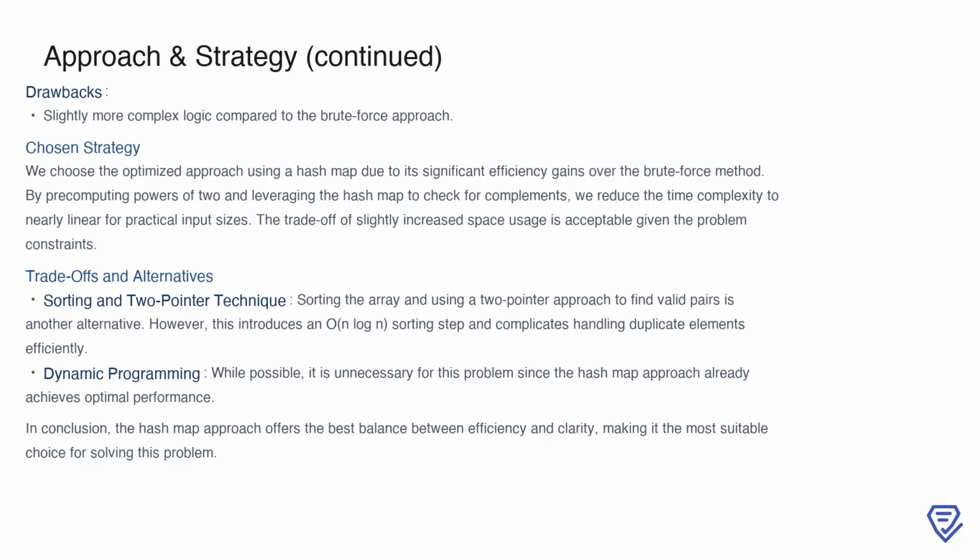Other alternatives, such as sorting the array and using a two-pointer technique, introduce additional complexity, like handling duplicates, and require an O(n log n) sorting step. Dynamic programming is also possible but unnecessary since the hash map approach already achieves optimal performance. Ultimately, the hash map strategy strikes the best balance between clarity and efficiency, making it the ideal choice for solving the problem of counting good meals.